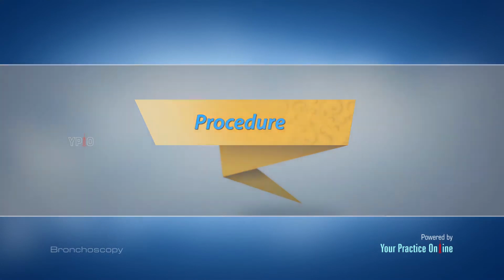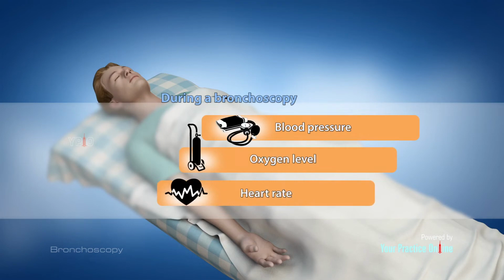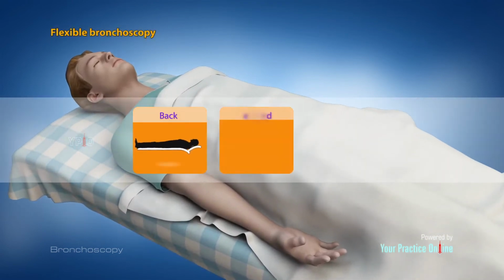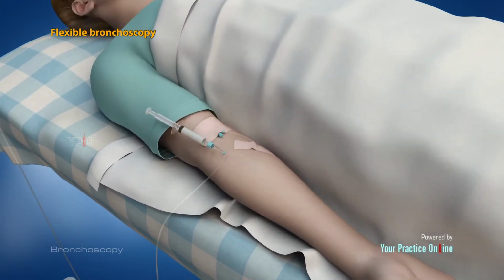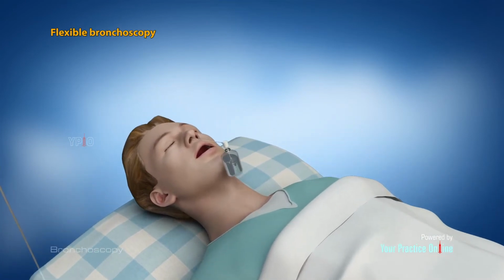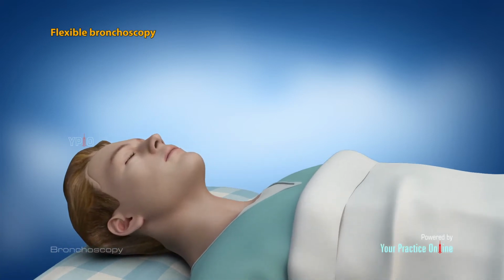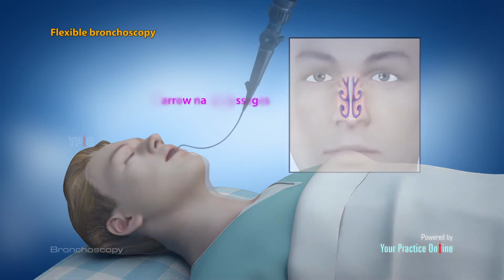Procedure. During a bronchoscopy, your blood pressure, oxygen level, and heart rate are continually monitored. Flexible bronchoscopy may be performed with you lying on your back or in a reclined or upright position. A sedative will be administered to help you relax, and an intravenous line will be inserted for additional medications. A local anesthetic will be sprayed into your nose and mouth to reduce your gag reflex and minimize discomfort from insertion of the bronchoscope. In case of narrow nasal passages, the tube may be inserted through your mouth.